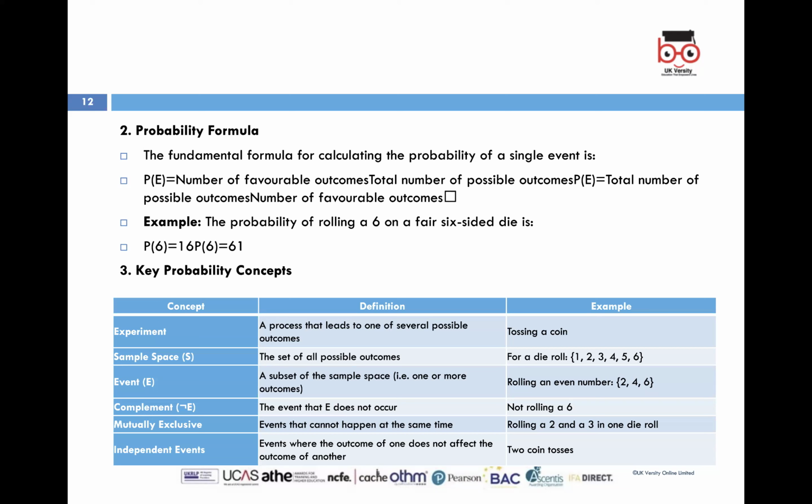Mutually exclusive events are events that cannot happen at the same time, for example, rolling a two and a three on one die roll. Independent events are events where the outcome of one does not affect the outcome of another, for example, two coin tosses.